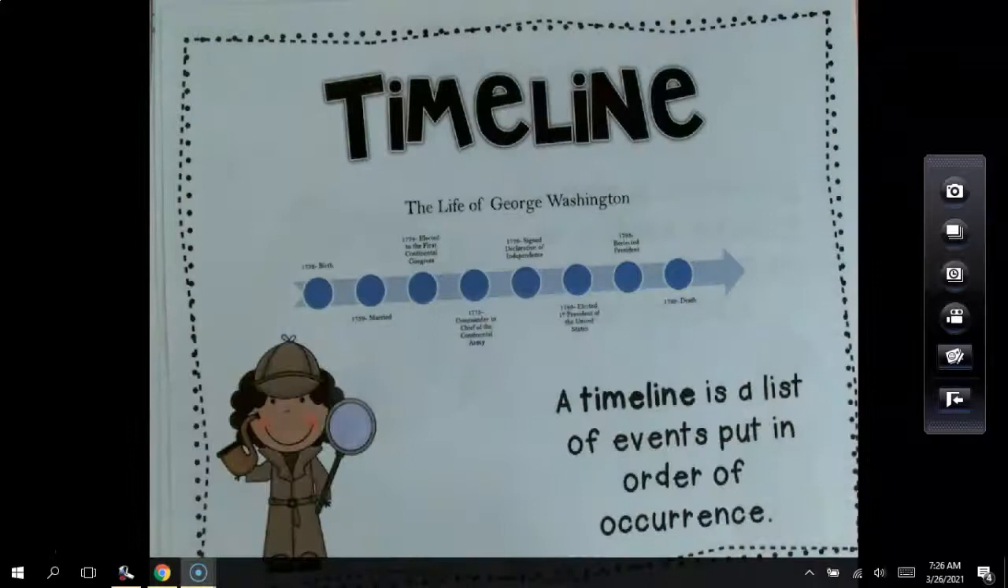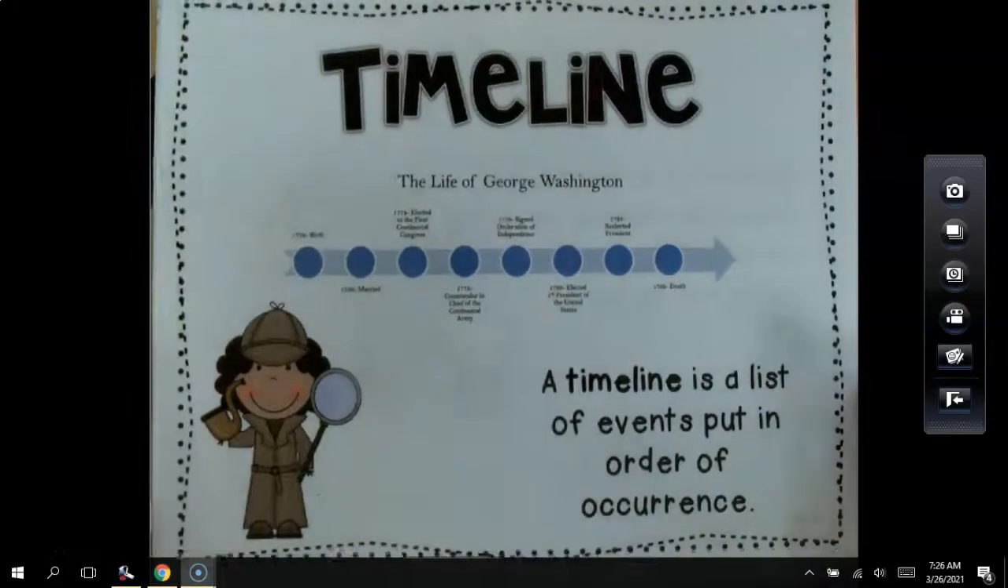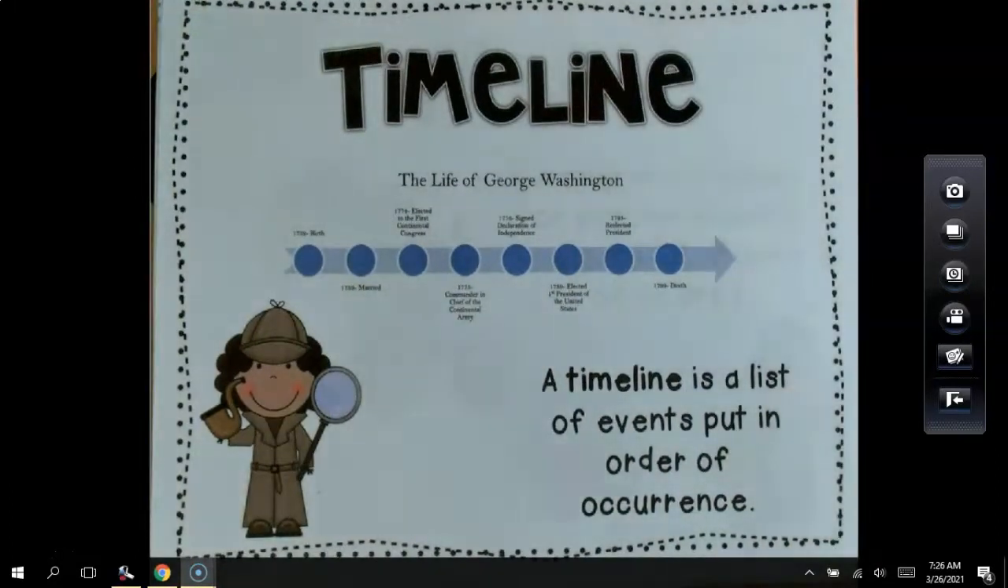Another graphic source, boys and girls, would be a timeline. Now, I know you know what a timeline is because in 2nd grade, you had to create your own timeline. Okay? Timeline has to do with events. It has to do with time, years, maybe days. So a timeline is a list of events that you put in order of occurrence. So you put them in the order from when it happened.